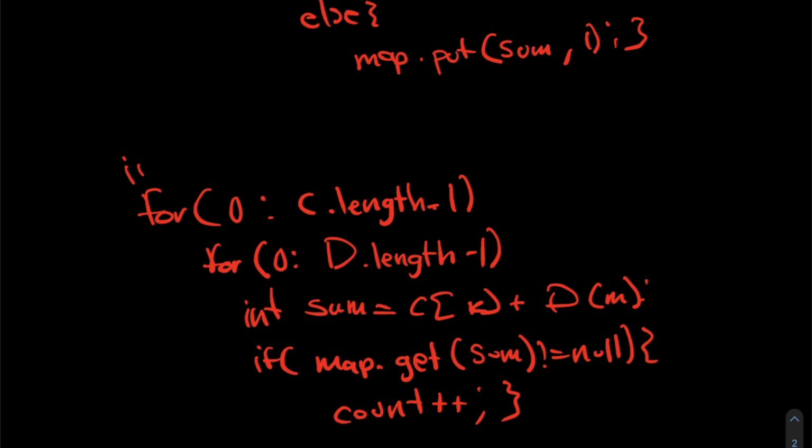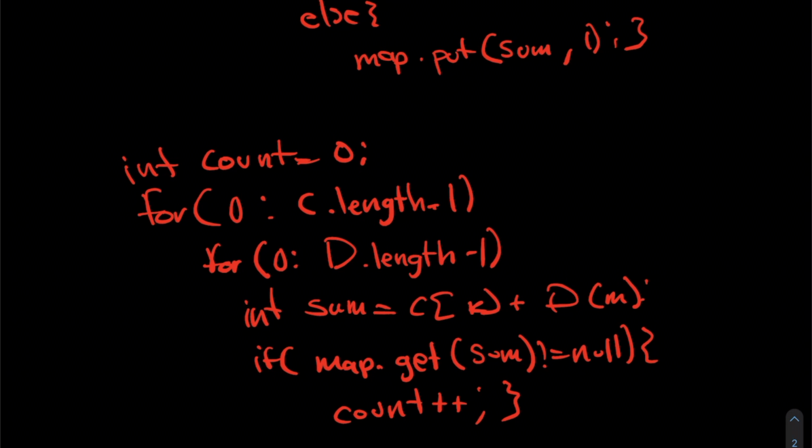Now, I forgot to initialize count here, but count is just equal to 0. That's just going to keep count of how many times we basically got to 0. So what this for loop is doing is checking if this sum of 2 plus the other sum of 2 that we already have in the hash map equals 0. If it does, we're incrementing the count.